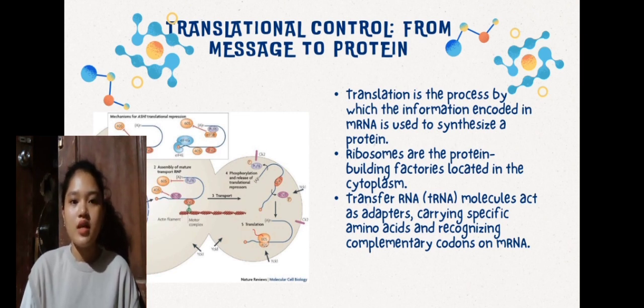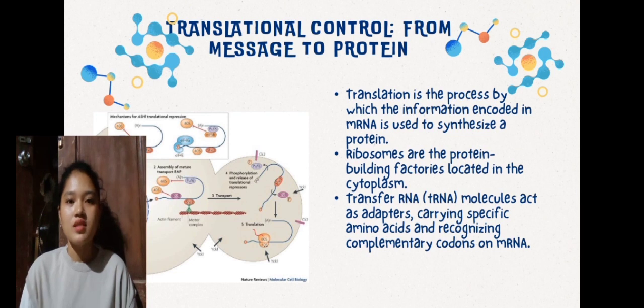Next is elongation. Here's where the tRNA, or the adapters, come in. Each tRNA with its specific amino acid finds its matching codon on the mRNA. The amino acid is added to the growing protein chain. This process continues with the ribosome moving along the mRNA one codon at a time, adding amino acids based on the instructions.